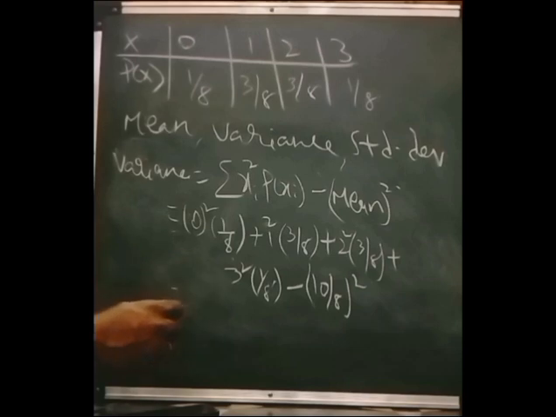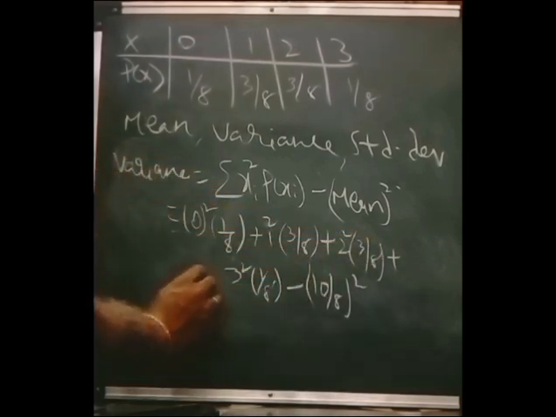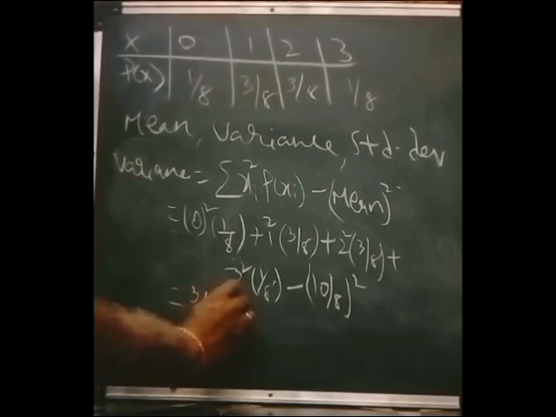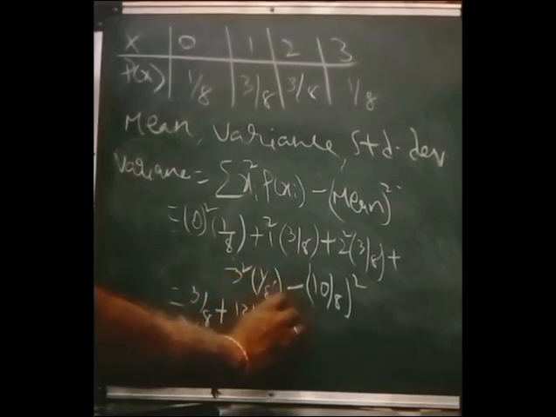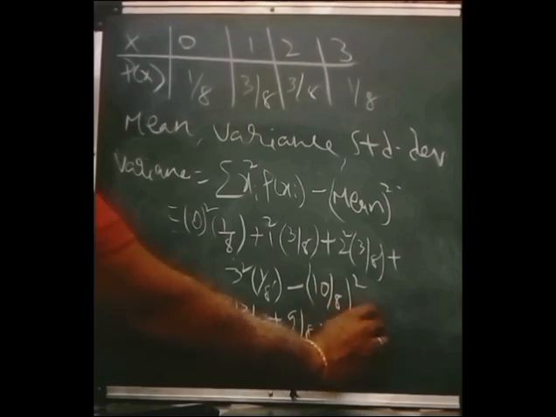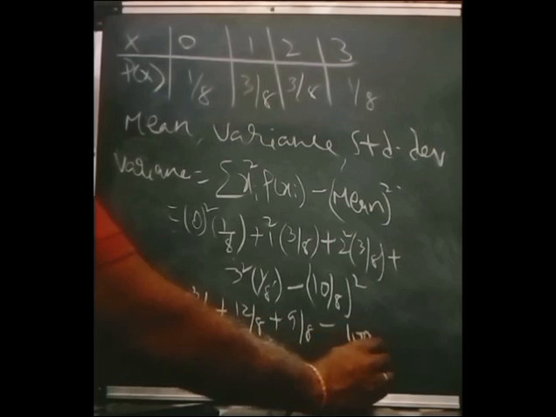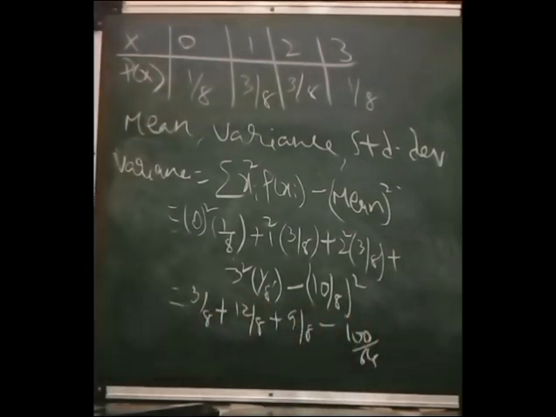So we can write 1 into 3 by 8, which is 3 by 8, plus 4 into 3 by 8, which is 12 by 8, plus 9 into 1 by 8, which is 9 by 8, minus 10 square over 8 square, 100 by 64. We can calculate this to get the variance of the random variable x, which is discrete in nature.